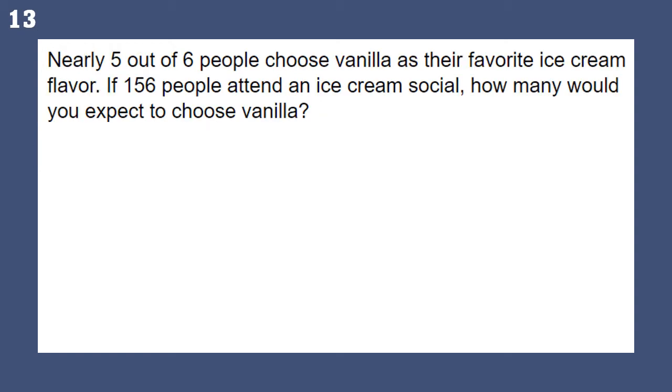Nearly 5 out of 6 people choose vanilla. 5 out of 6 choose vanilla as their favorite ice cream. Now, if 156 people attend an ice cream social, how many would you expect to choose vanilla? Choose vanilla, that's our question mark. 5 also chose vanilla.